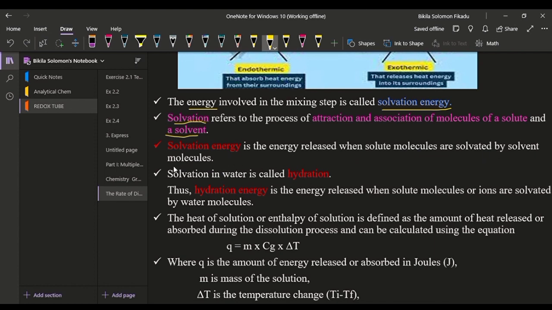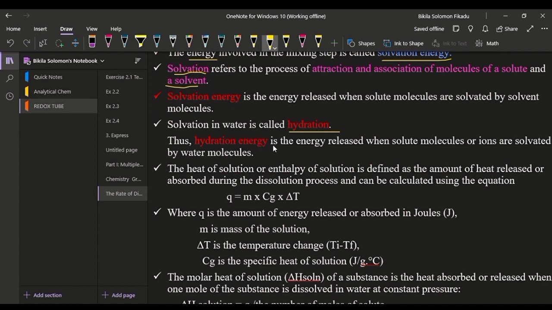So solvation in water is called hydration. Solvation in bishaan, solvation in water maal jedhama? Hydration jedhama jechuudha. So thus hydration energy is the energy released when solute molecules or ions are solved by water molecules. Hydration energy jechuun immoo energy release yeroo annisaan tokko released ta'u yeroo kam? Solid molecules yookaan ioniin solventii tokko water moleculeidhaan released ta'u maal jedhama? Hydration energy jedhamee waamama jechuudha.